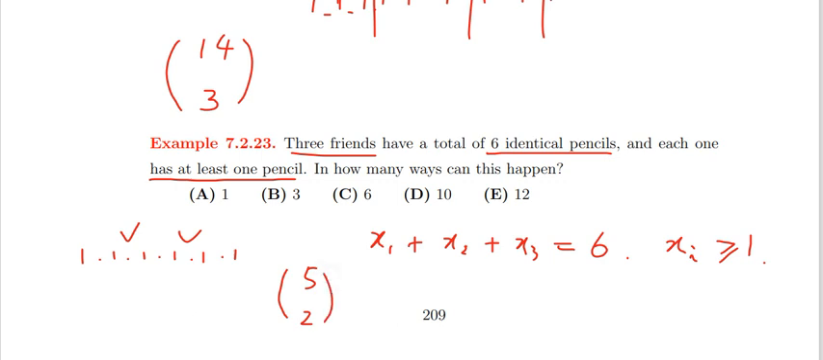So this is how many ways. 5 choose 2 is multiplying 2 numbers starting from 5 here, and multiplying 2 numbers starting from 1. So 1 times 2, so that's equal to 10.